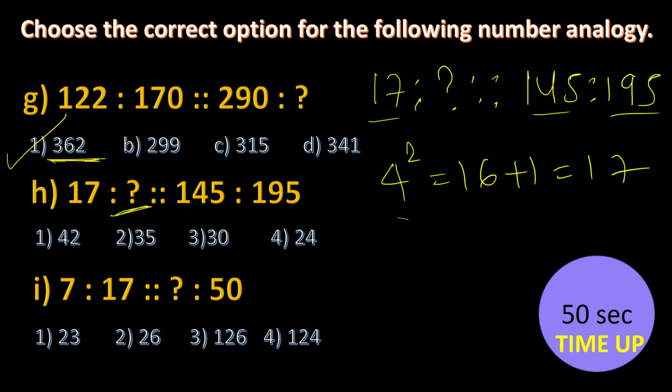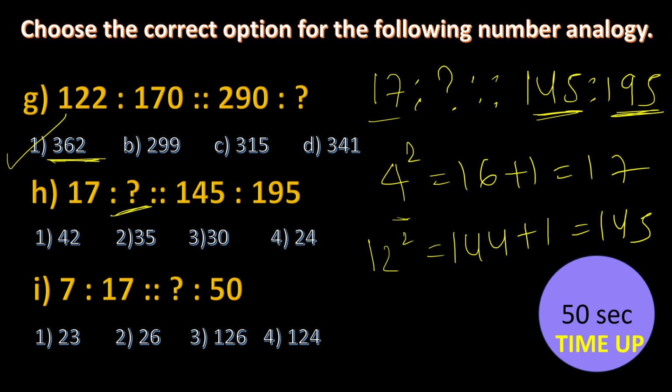But after 4, okay, 145. If you get 12 square, you'll get 144. Plus 1 will give you 145. Then 195 is 14 square. If you take, it is 196. But if I do plus 1 here, I'll get 197. But I need 195. So I need to do minus 1 here, which will give you 195.